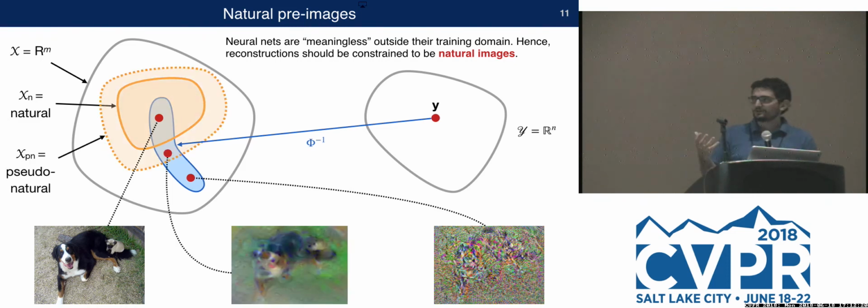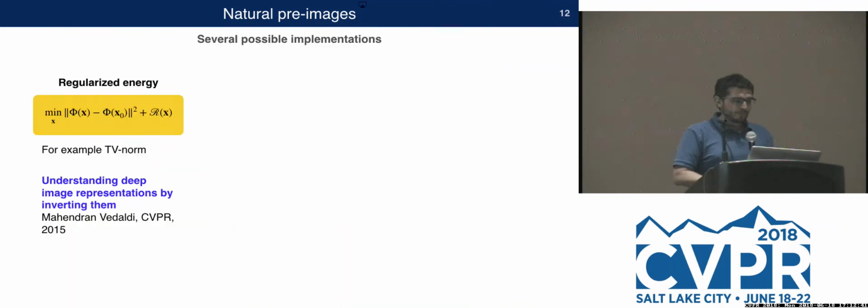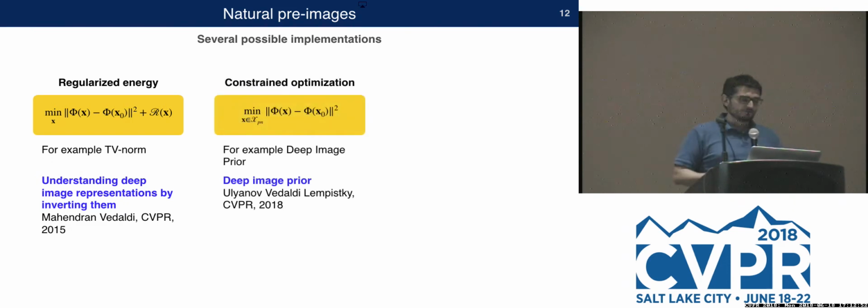So we want to do that restriction, but in practice that is quite hard. So what we're going to do is come up with what I call a pseudo-natural image. We're going to impose some constraint on this inversion problem that encourages the image to look natural, but is not perfect, just because constraining the network to invert onto natural image space is very, very hard. So how can we do that? Well, there are a bunch of ways we can try to approach the problem. One is just to add a regularizer to our energy function, say the TV norm. We could just constrain the space of inversions to be in an interesting image space, denoted there with X_PN, pseudo-natural.